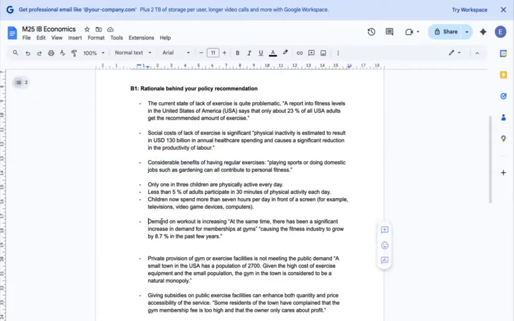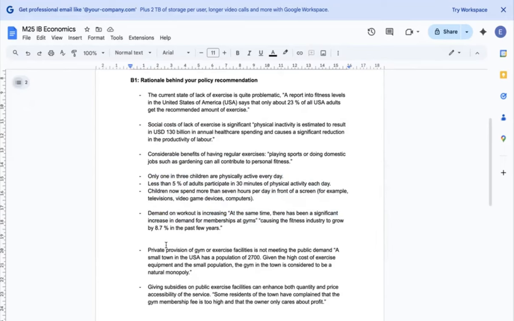And demand for workouts is increasing, which means people want to work out, but they cannot really find proper facilities. Also, as I read from the text, private provision of gym or exercise facilities is not meeting the public demand. That's why I suggest that giving subsidies on public exercise facilities can enhance both quantity and price accessibility of the service.